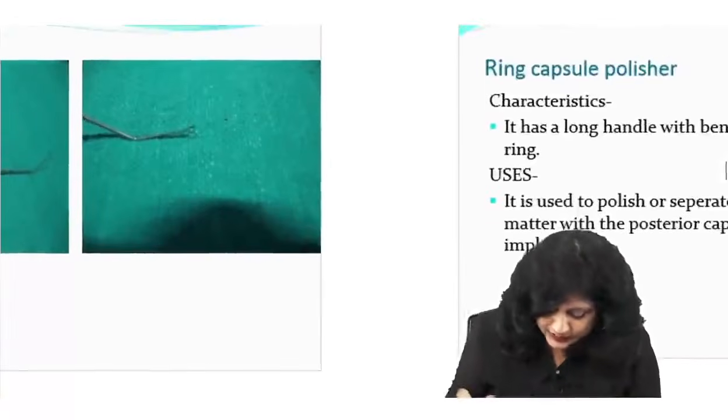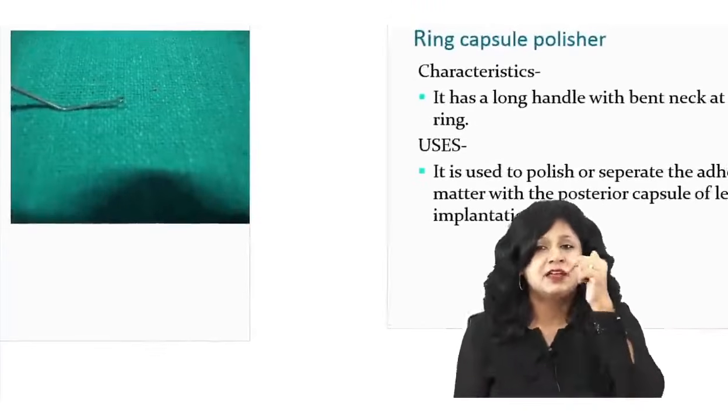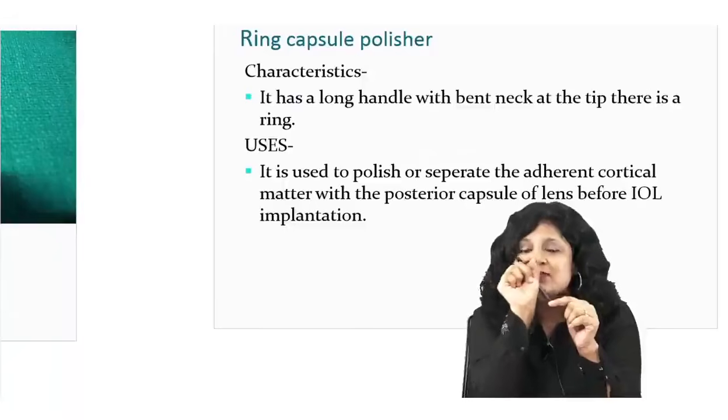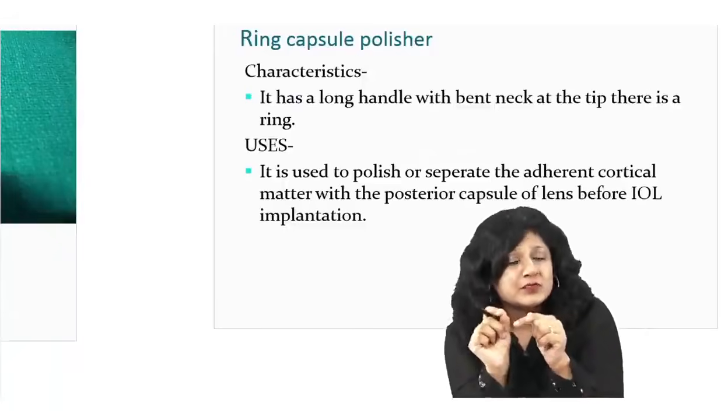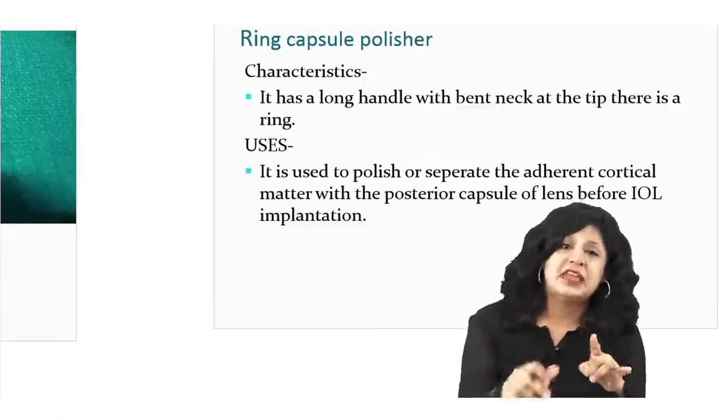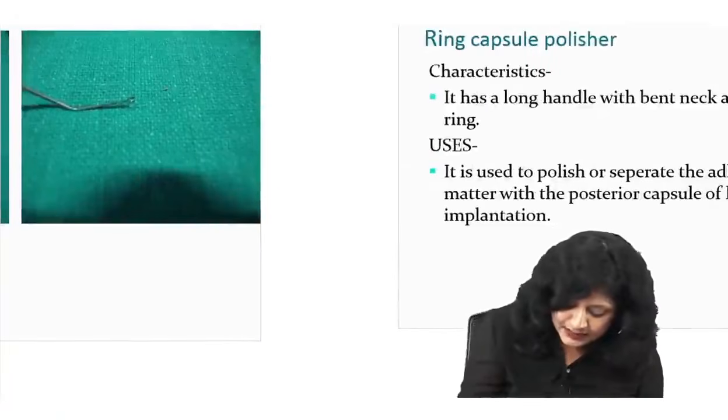So this is the instrument. It has a small bent neck, right, and then at the tip there is a very small ring. Now don't confuse it with the wire vectis that had a much larger loop, that was 0.3 mm, and this is having a much smaller one, right?